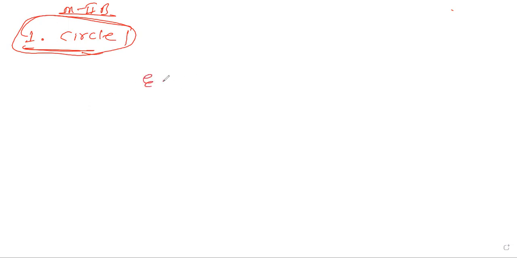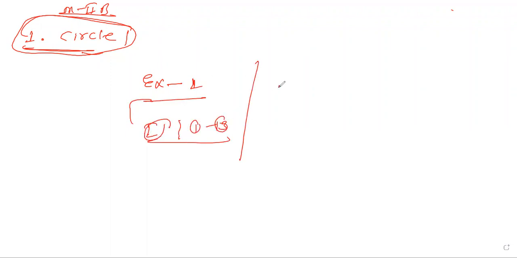Then we started Exercise 1. In Exercise 1, the first bit, which has sub-bits 1 to 13, is over. Now we should start the second bit onwards for today's session. Let us take the second bit, first question. The first bit is completely over in the previous session.